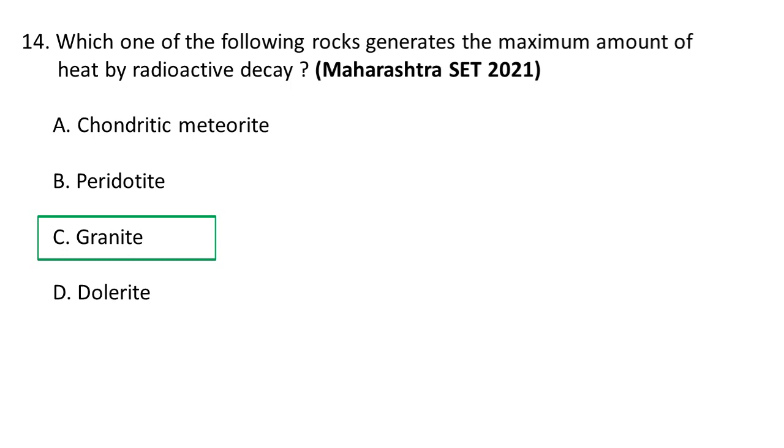like uranium, thorium and potassium. The radioactive heat production, that is RHP, of granite can be calculated by using the concentrations of these elements in the rock and the heat generation constant. The RHP of granite can range from 1.9 to 5.9 microwatts per cubic meter. So C. granite, that means granite rocks generate the maximum amount of heat by radioactive decay.